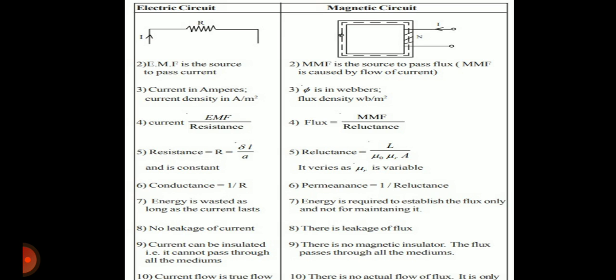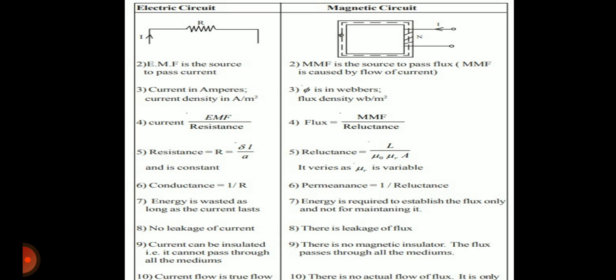Current is measured in ampere and current density is in ampere per meter square. Flux is measured in Webers, and flux density is measured in Weber per meter square. Current is the EMF upon resistance and flux is the MMF upon reluctance. Resistance R is equal to rho L upon A, and reluctance is equal to L upon mu 0 mu R into A. Conductance is the reciprocal of R. Permeance is the reciprocal of reluctance.